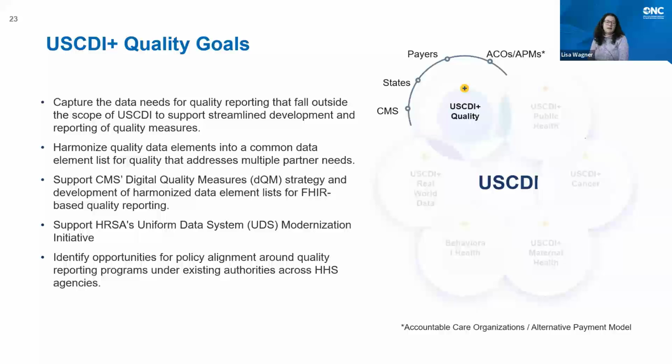This initiative is identifying opportunities for policy alignment around quality reporting programs under existing authorities at HHS agencies. And we're looking to support collection and harmonization of quality measured data elements for the broader quality community, including specialty registries, payers, quality improvement organizations, and quality improvement models. And as we continue to develop this data element list with clear clinical concepts mapped to data elements and standards, we're going to publish a final data element list for the quality community to support their work and align their approach to interoperability goals. Next slide, please.